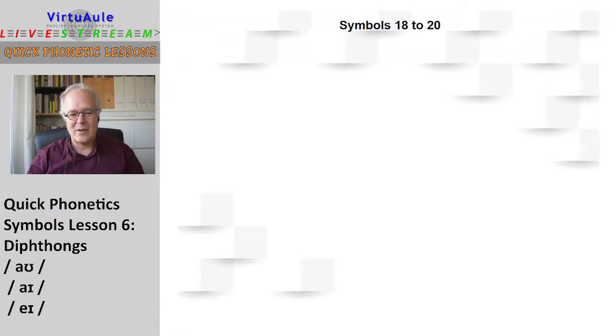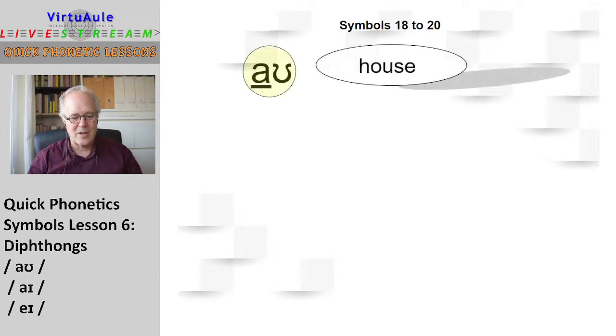Okay, we're going to start right away. This is lesson 6, and we are going to introduce some diphthongs. Diphthongs have two distinct sounds. Here is the first diphthong. We have a sound that becomes like oo. So it's ow, like in the word house. These are two sounds. That's why it's called a diphthong.